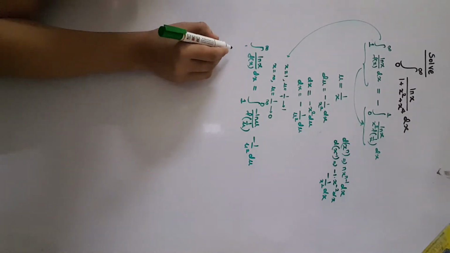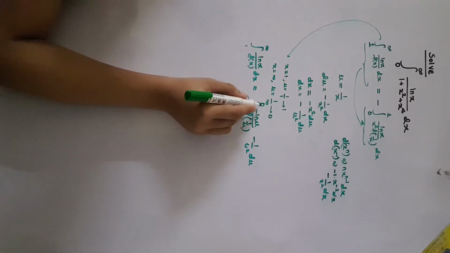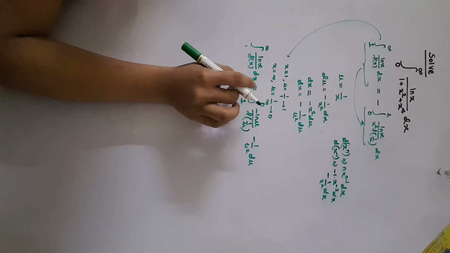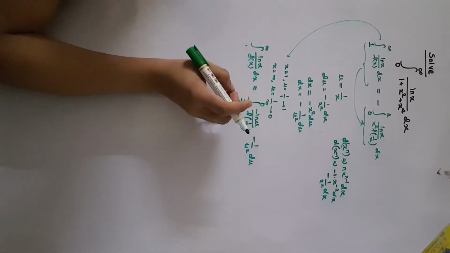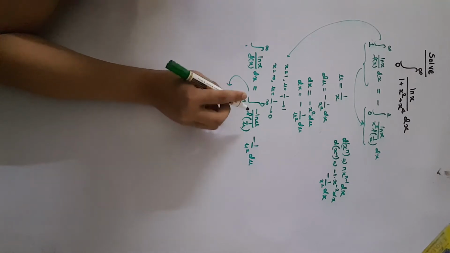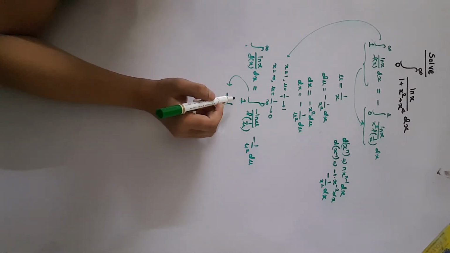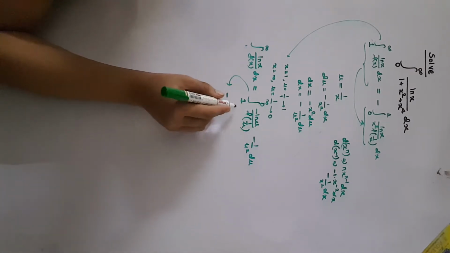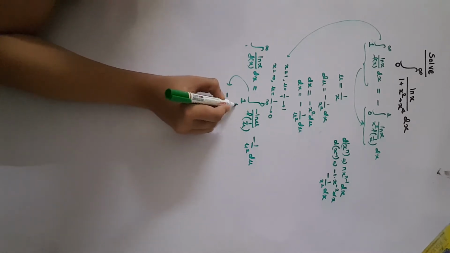We also know that when we need to interchange our limits, we need to put a negative sign, or we need to extract one negative sign. So we can extract one negative sign, due to which the upper and the lower limit will get interchanged. 0 will come to the bottom, 1 will go to the top.